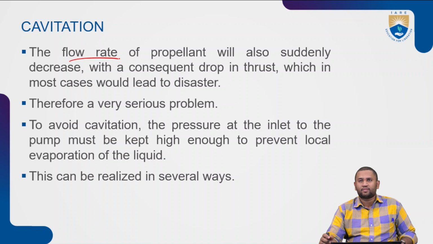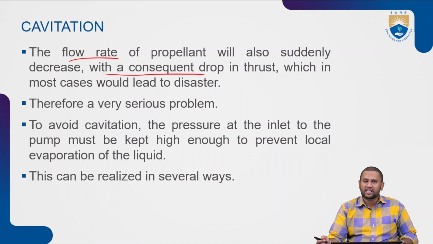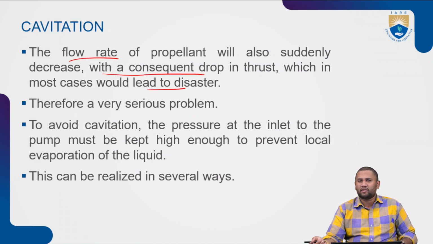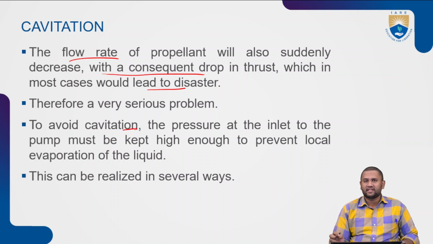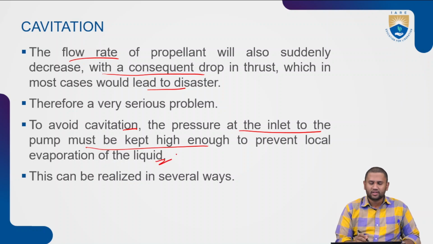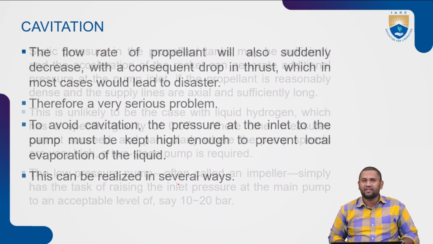The flow rate of the propellant also suddenly decreases, with a consequent drop in thrust, which in most cases will lead to a disaster, and this is a very serious problem. To avoid cavitation, the pressure at the inlet to the pump must be kept high enough to prevent local evaporation of the liquid, and this can be achieved in several ways.